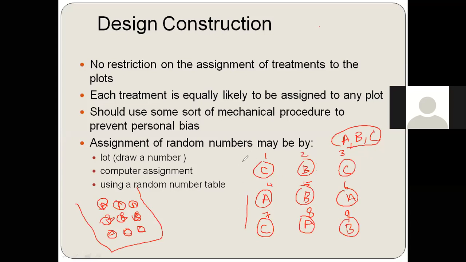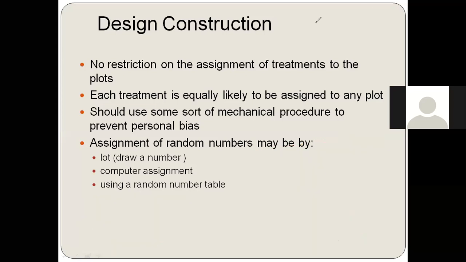So this is a typical randomization. You have to do randomization in such a way as to avoid bias. So write down the treatments on pieces of paper, put them into the box, take one by one, and assign those treatments to the numbered experimental units. That is a simple way of doing randomization.